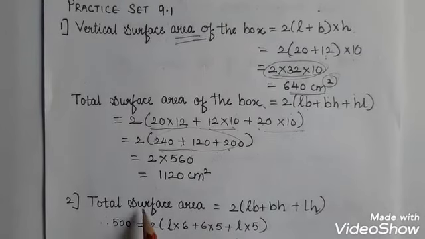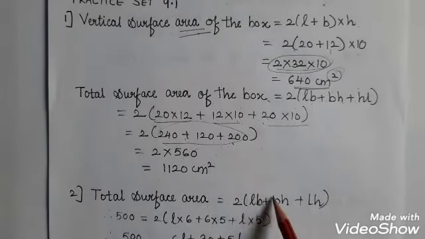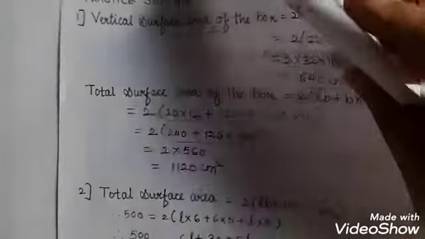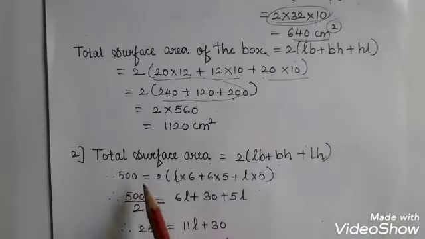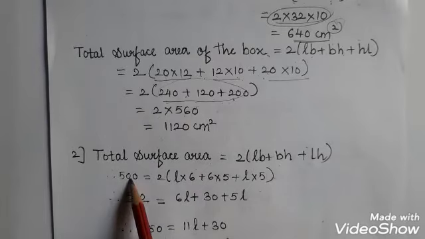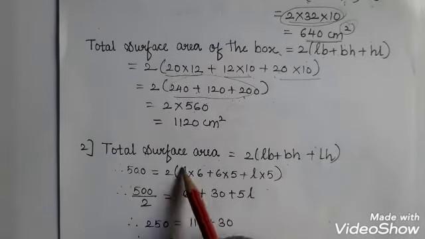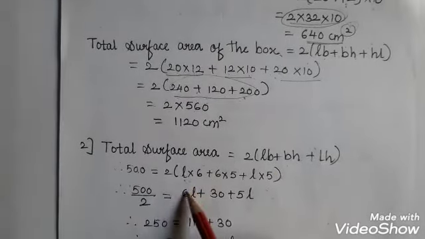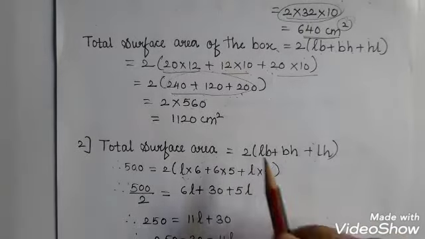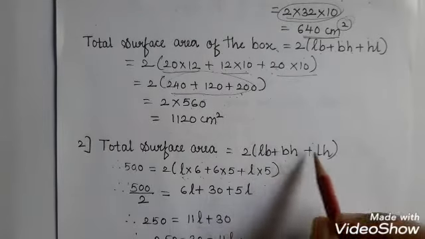So we use the formula, that is total surface area of a cuboid is 2 bracket length into breadth plus breadth into height plus height into length. So now the total surface area is given as 500 square centimeter, right? Square unit. So in place of surface area, I write the value of surface area, that is 500, which is equal to 2 bracket length will be length itself, breadth is 6 plus breadth is 6, height is 5 plus length is as it is, multiply by 5.